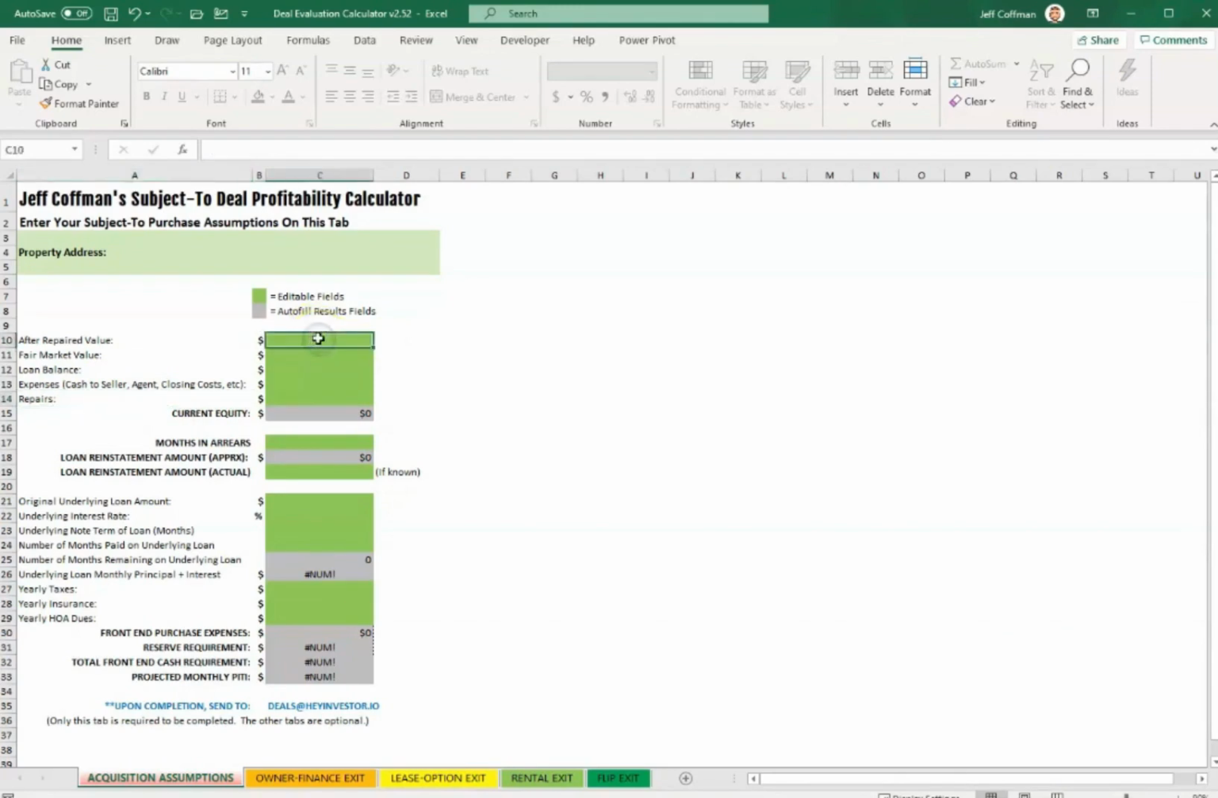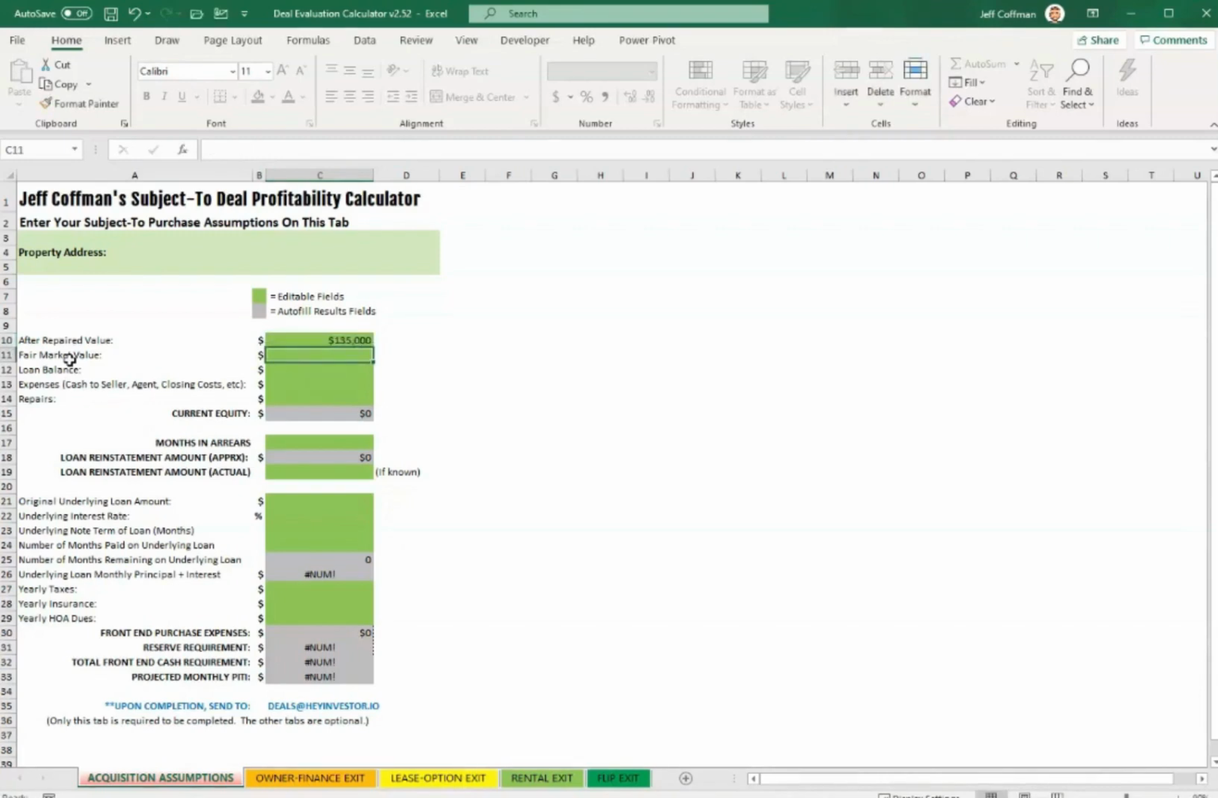So these first couple of fields, you have after repaired value and fair market value. A lot of people don't know the difference between after repaired and fair market value, because we're all taught to just use after repaired value. ARV, or after repaired value, is exactly what it sounds like. If this house is HGTV ready, meaning it's shiny, sparkly, retail ready, what is its value at that point? And for this house, back when I bought it, it was worth $135,000.